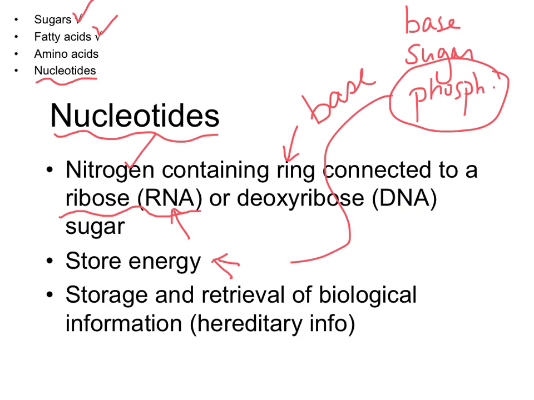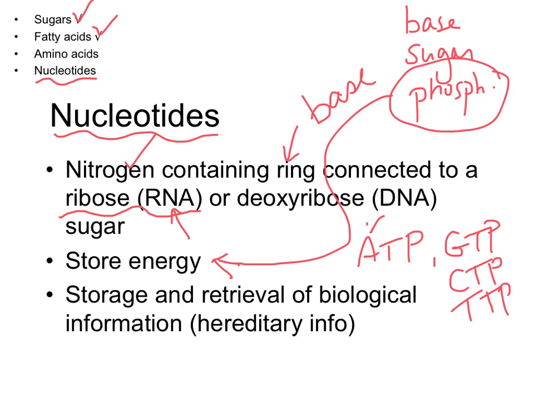It's this phosphate group that allows nucleotides to store energy. Every single molecule stores energy in its bonds, but nucleotides can store lots of energy in high-energy phosphate bonds. You know the high-energy phosphate bonds of ATP. Of course, there's also things such as GTP, CTP, TTP. So A is adenosine triphosphate, tri meaning three phosphates. Well, G is guanosine, C is cytosine, T is thymine triphosphate. These all store lots and lots of energy because of the phosphate bonds.